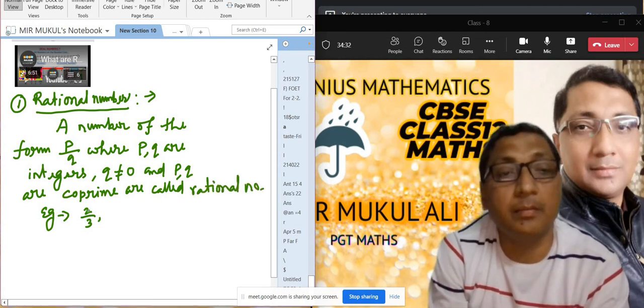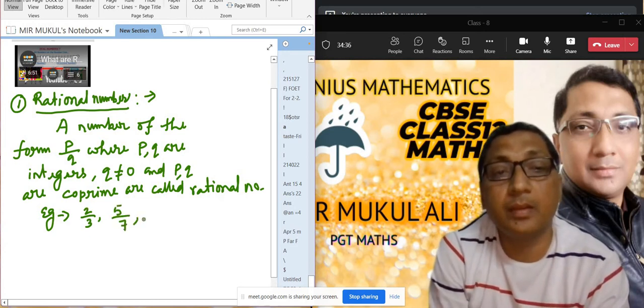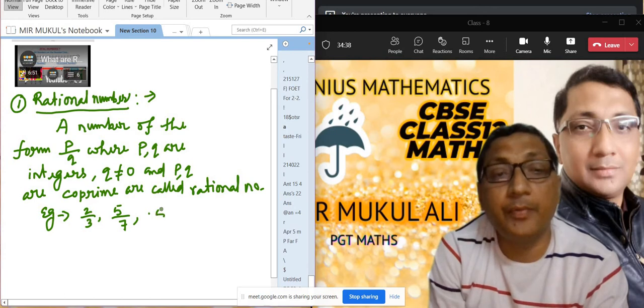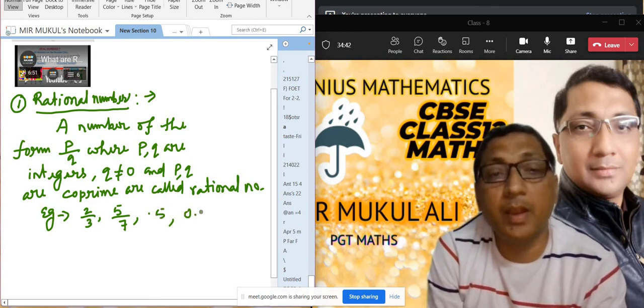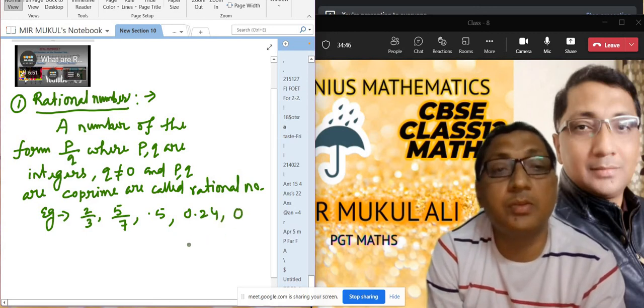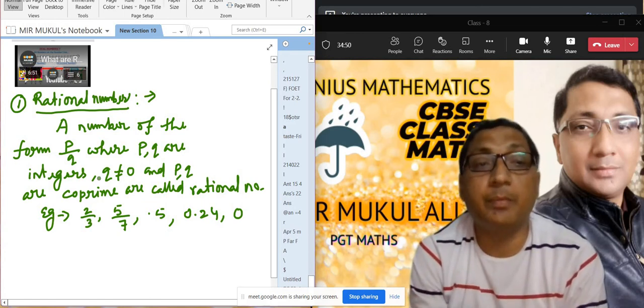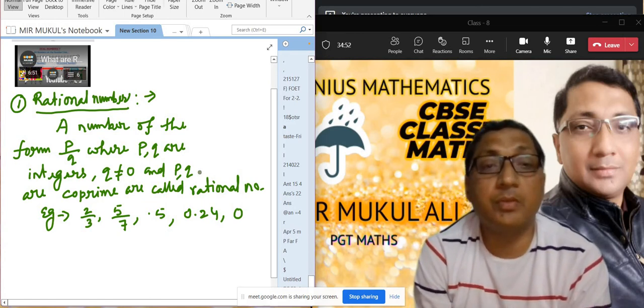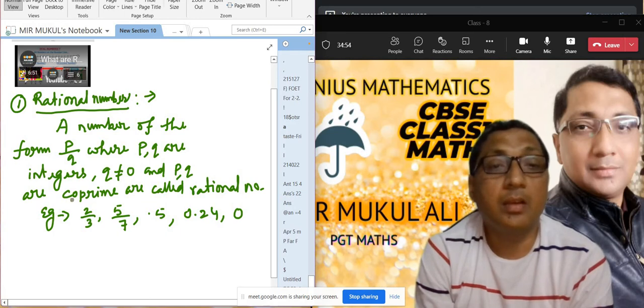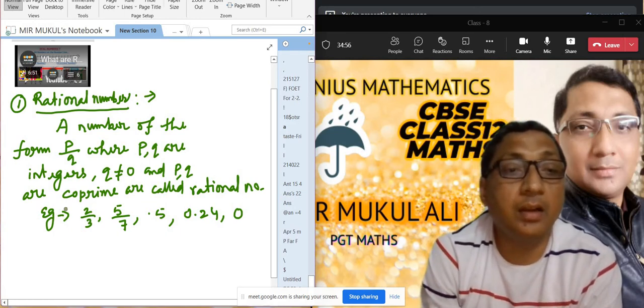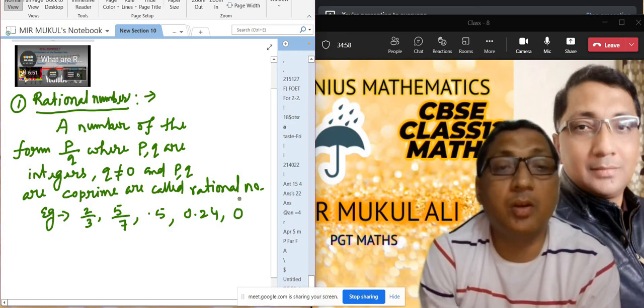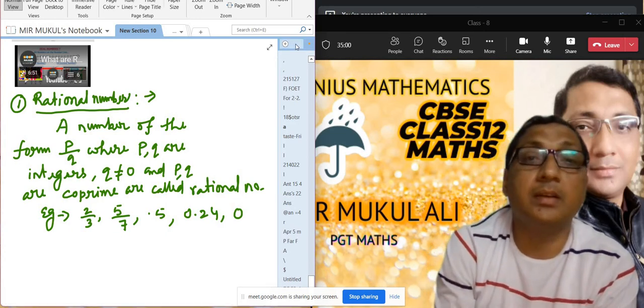Rational number. So like 2 by 3, 5 by 7, 0.5, 0.24, even 0, that is also a rational number. So a number of the form p by q, where p, q are integers, q not equals to 0, and p, q are co-prime, are called rational number.